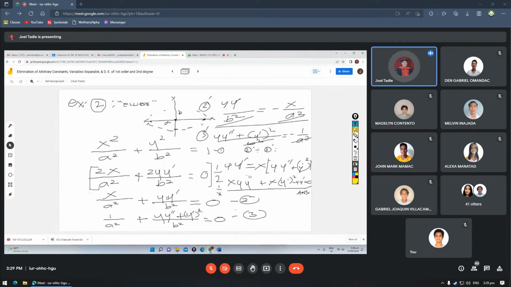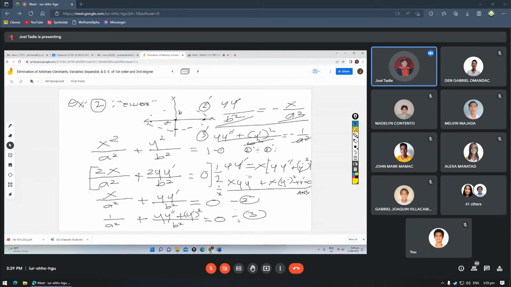Then plus the second term, y prime, or the second function, then times derivative of the first. Derivative of y with respect to x is dy over dx or y prime. So, y prime times y prime is y prime squared. Then, after that, atong gi-transpose ang negative x over a squared to the right. So, ma-negative sign na siya, no?